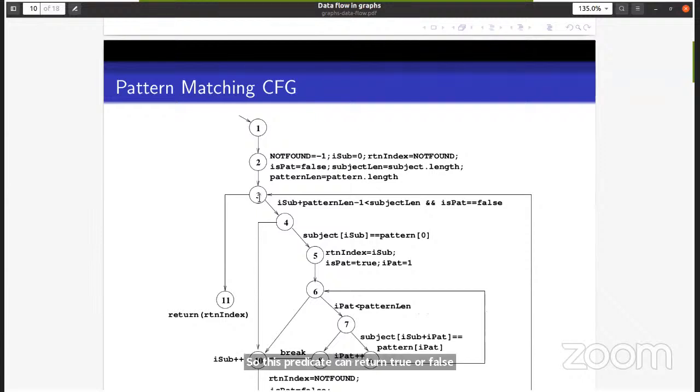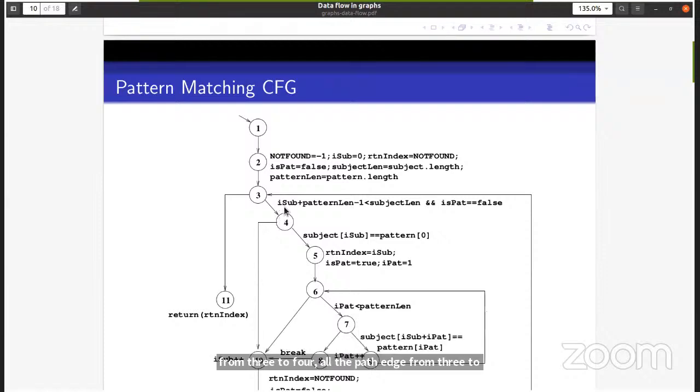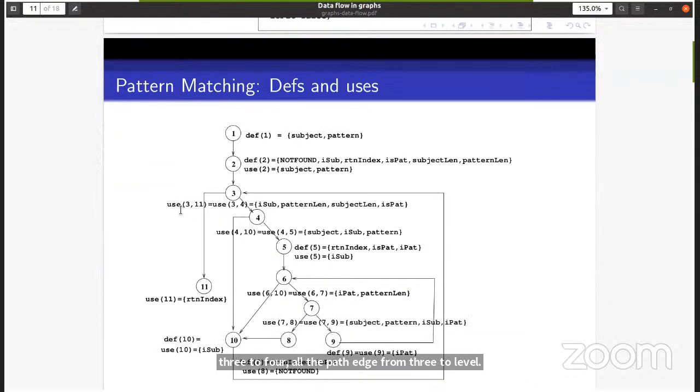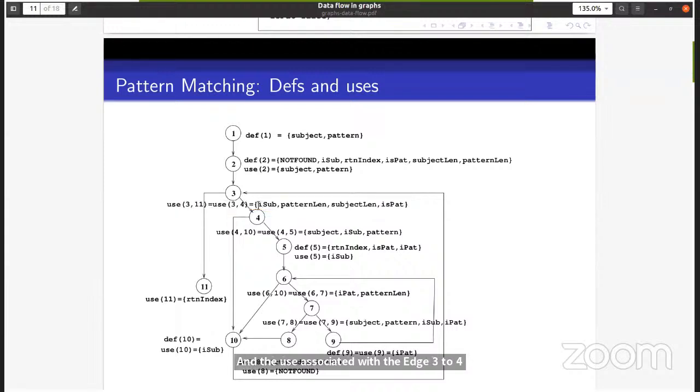Based on that, I can take the path from 3 to 4 or the path edge from 3 to 11. That's what this predicate says. So now, if you see, this is the annotation in the data flow graph. The use of the edge 3 to 11 and the use associated with the edge 3 to 4 is the same set of variables. They are a part of the underlying predicate. In one edge, they evaluate to true. In the other one, they evaluate to false.